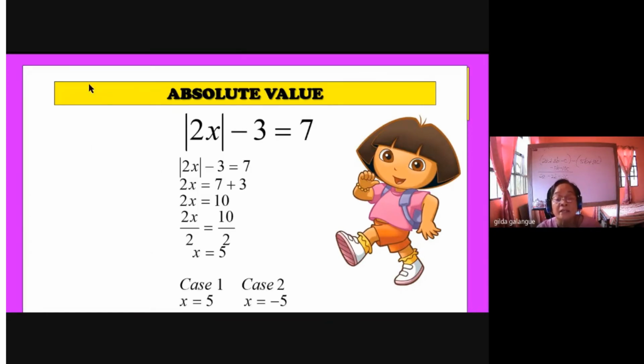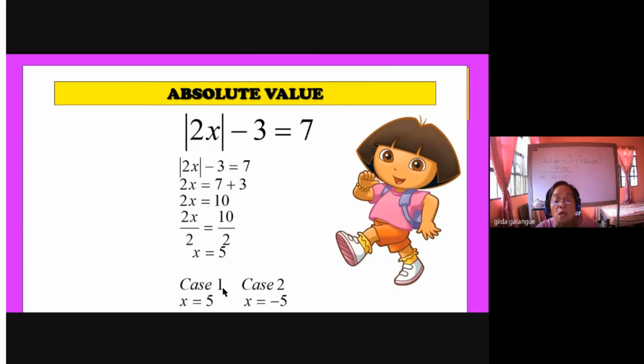Now we are in the next number. The absolute value of 2x minus 3 equals 7. So this negative 3 will become positive 3. 7 plus 3 is 10. Now we have a numerical coefficient for x. We'll divide this one by 2. Dividing this by 2, we cancel 2, and 10 divided by 2 is 5.